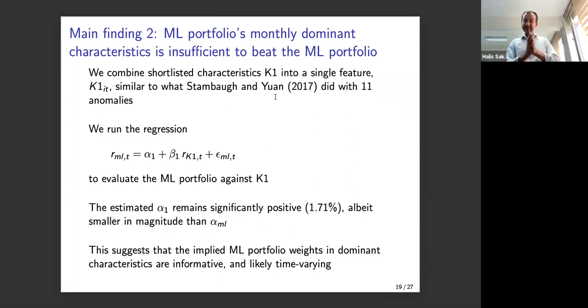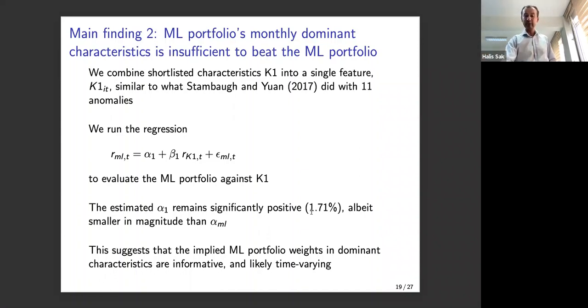So just like what they did, what if we just use all these characteristics inside this K1, the important characteristics, right, shortest characteristics, and we just create a single portfolio? And we call this RK1T, that this is the return. And we are just trying to use this return to explain the machine learning's performance. And indeed, when we run these regressions, we observe that the alpha, the part that cannot be explained, is still positive, but indeed dropped. Okay, so which means some of the performance is indeed coming from those factors.